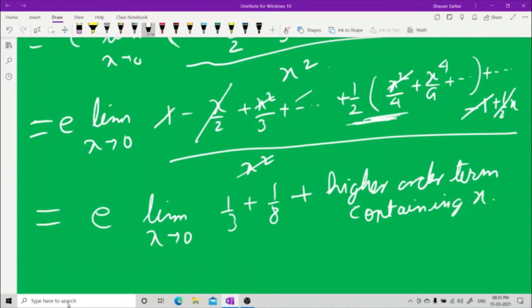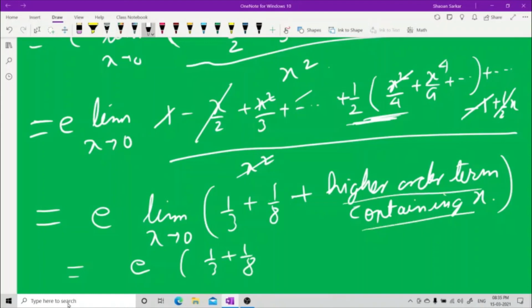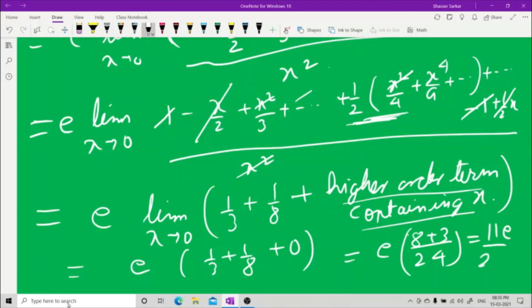Now take the limit. You take the limit e. This will become 1 by 3 plus 1 by 8, and all the rest of the terms will be 0, because there will be x in them. So all other higher terms will be 0. Now take the LCM, e into 24, 8 plus 3, and this is nothing but 11e by 24.